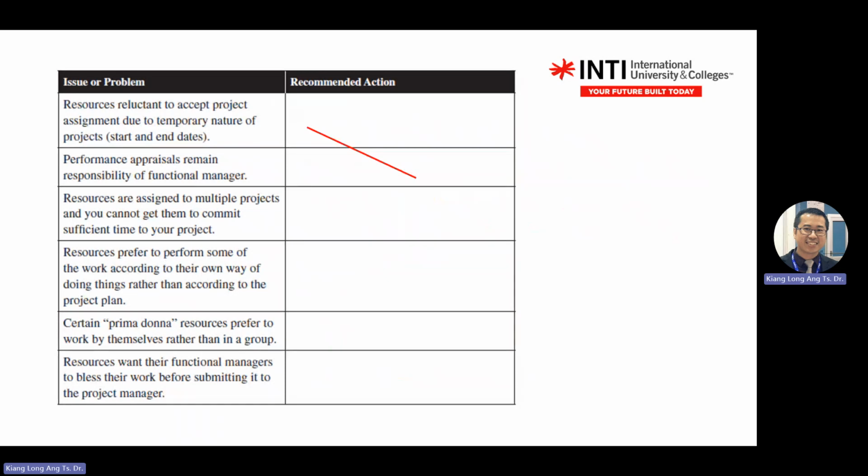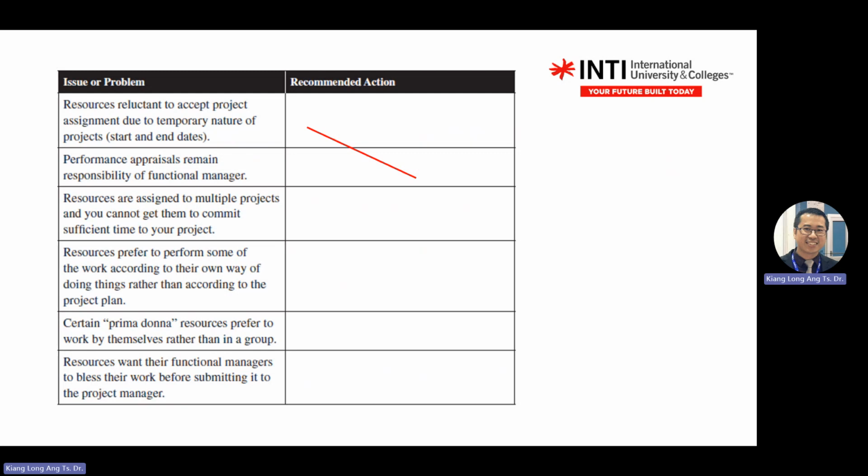Okay, resources reluctant to accept project assignment due to the temporary nature of projects, the start and end dates. Resources here may be the expert, your subcontractor, or the service provider who is reluctant. Reluctant means they are half committed. You ask them to do it, they say okay, but progress is very slow, due to the temporary nature of projects, the start and end dates.